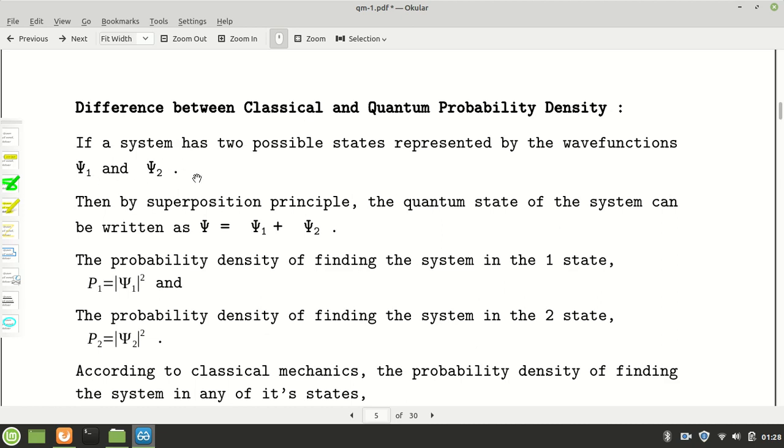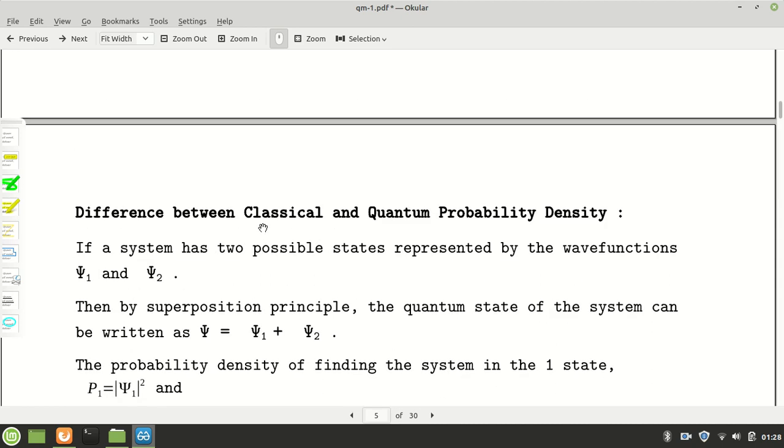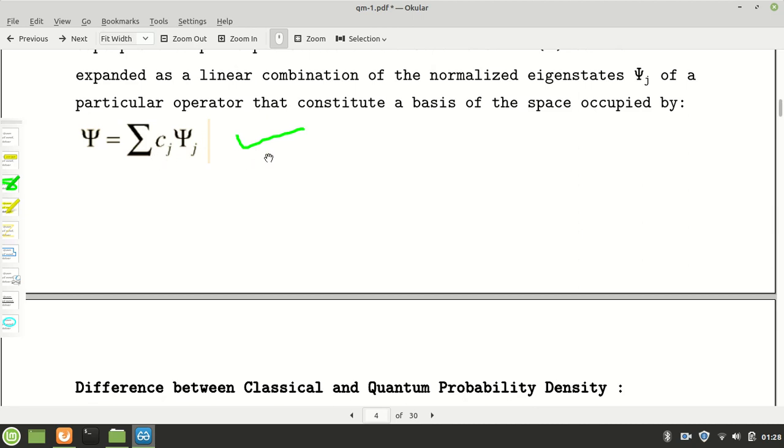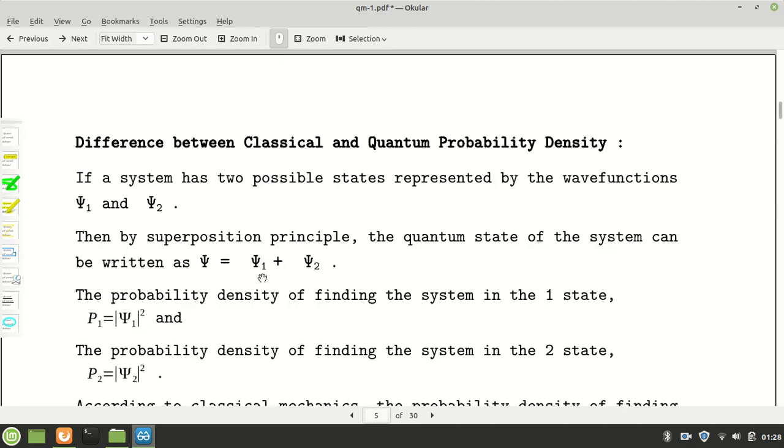A system consisting of two states, a two level system, psi 1 and psi 2. Two states are possible. For example, you can think of an electron moving in space, which has upspin and downspin. Upspin is represented by psi 1 and a downspin state is represented by psi 2. What is the superposition principle? The total quantum state of the system can be written as psi 1 plus psi 2. It is just like C1 psi 1 plus C2 psi 2, but C1 and C2 are assumed to be unity here, for the simplicity of our calculation, I have written 1 in place of C1 and in place of C2. So the superposition principle gives us the total wave function psi as psi 1 plus psi 2.